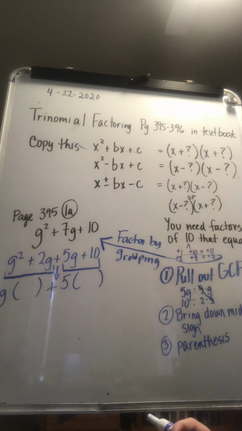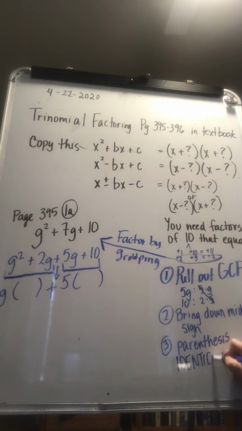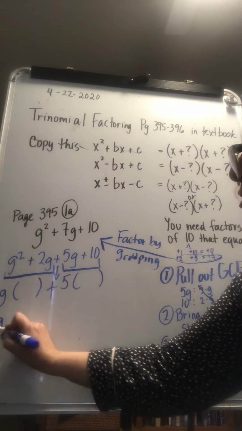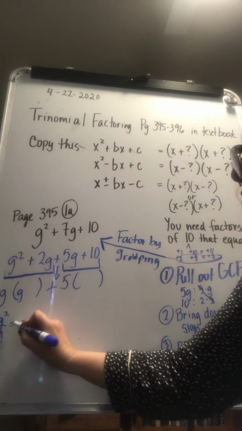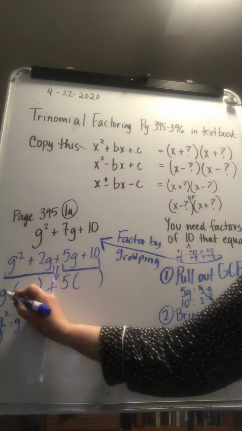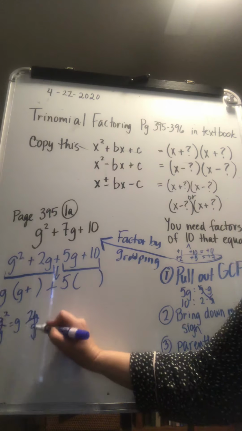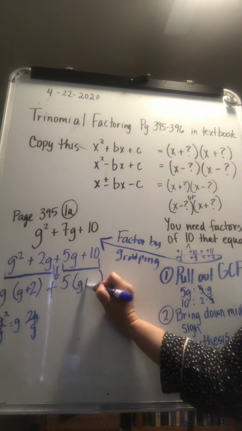Okay, the great thing about the parentheses, you guys, is these are identical twins. Okay? Identical twins. So, g squared divided by g is just g. And 2g divided by g is 2. Now this is going to be identical here. So I'm going to have g plus 2.